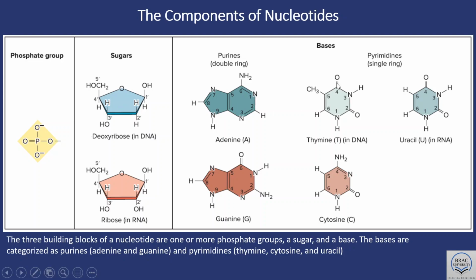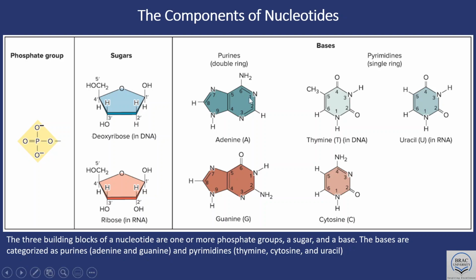The third component is a base, the nitrogenous base. So there's mainly two types of base. One is purine base, which are double ring. You can see this is double ring, and these rings are heterocyclic. And the other type of base is pyrimidine, that is the single ring base. And this base is also heterocyclic.